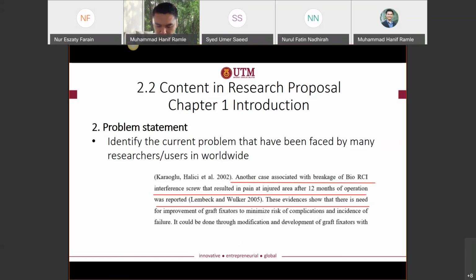This is an example of the problem. My student mentioned another case associated with a bio device; the main problem is that the existing design in the literature results in pain. This is the problem. The device gives some problems after 12 months of operation was reported, which is a problem that happens in the clinical field. You have to mention the problem.